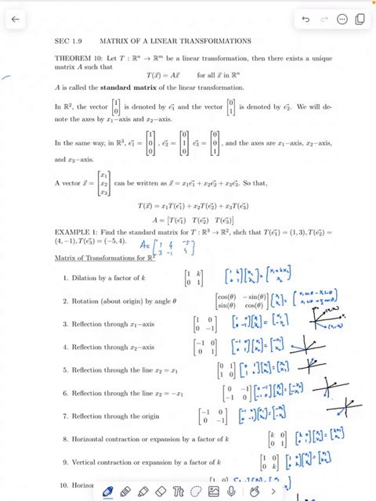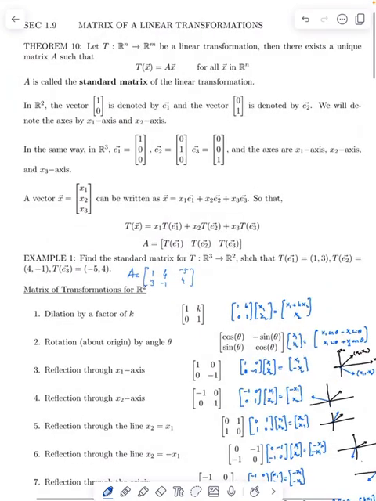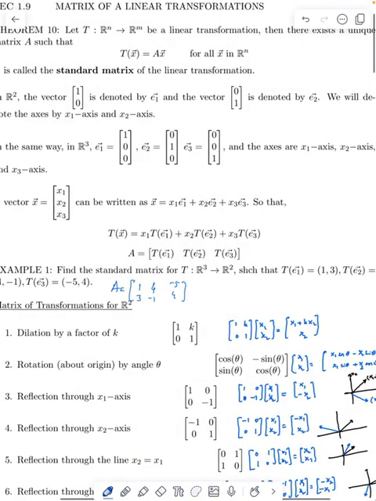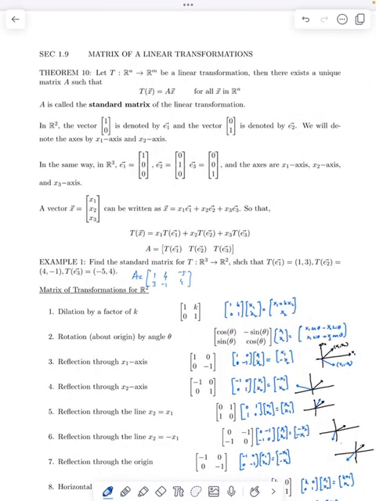Section 1.9 Matrix of a linear transformation. So we start with the theorem. Theorem 10 says that let T be a transformation from Rn to Rm and let it be a linear transformation. Then there exists a unique matrix A such that T of x is equal to Ax. So a transformation is completely described by this matrix A, and this is called the standard matrix for the linear transformation.